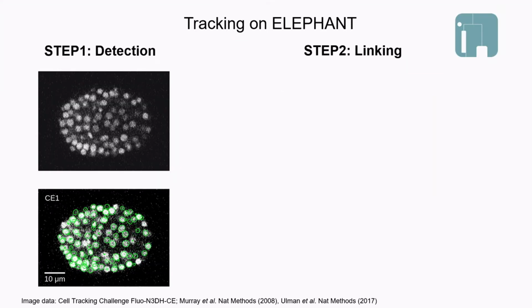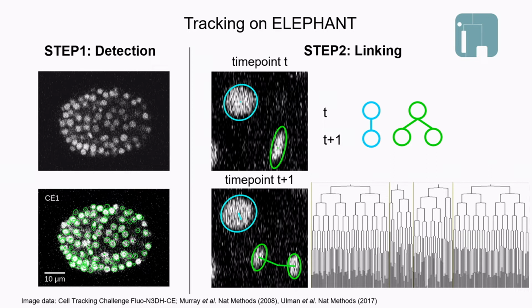So tracking on Elephant is done in 2 steps. The first step is detection. Then the second step is linking. In the linking phase, the detected cells are associated in the time dimension. So here, for example, this green dividing cell is associated with 2 daughter cells in the next time frame. This step is called linking. So this can compose the lineage trees as shown here.